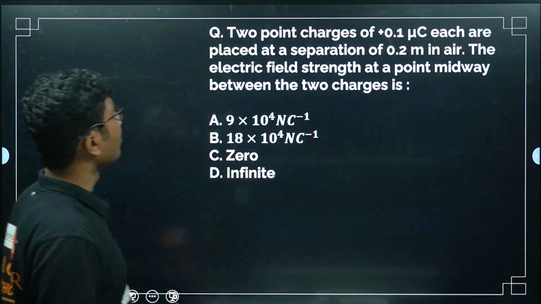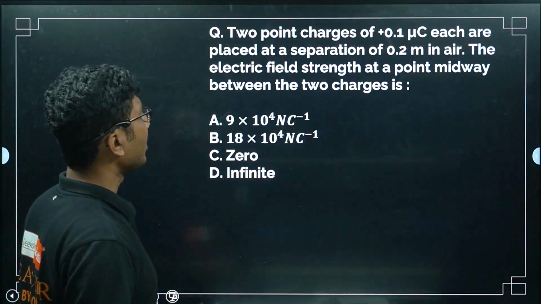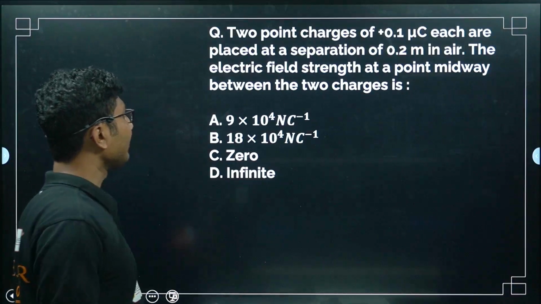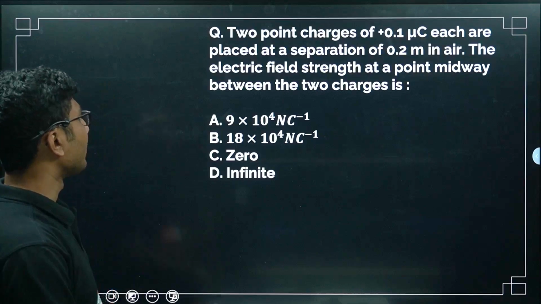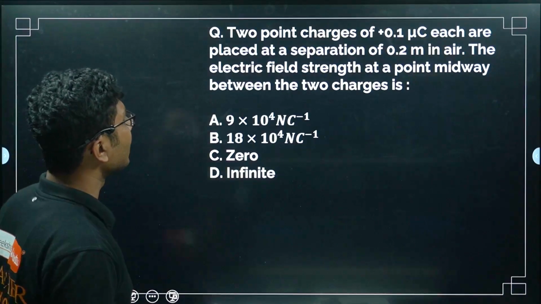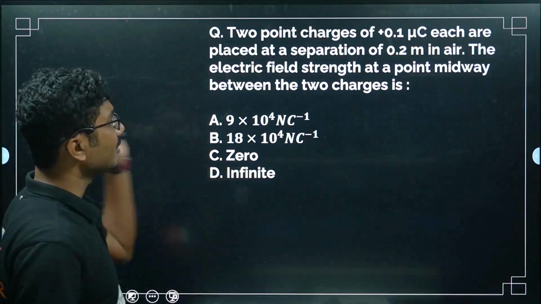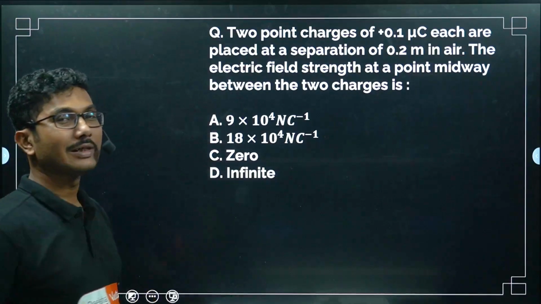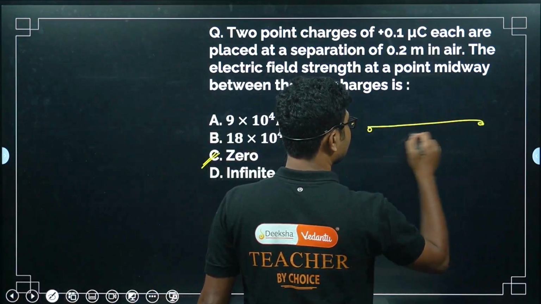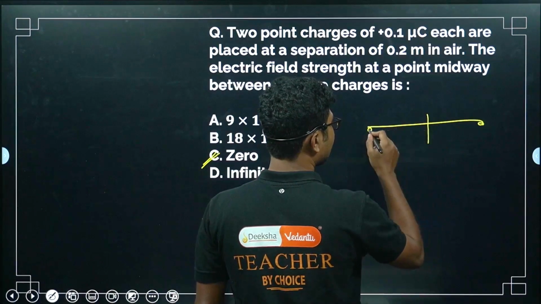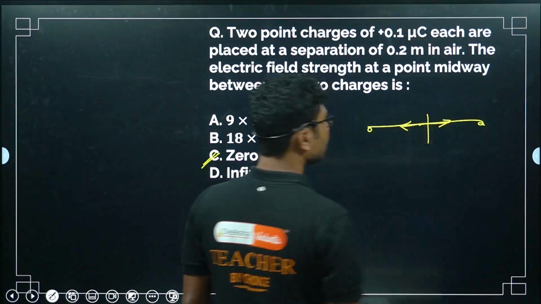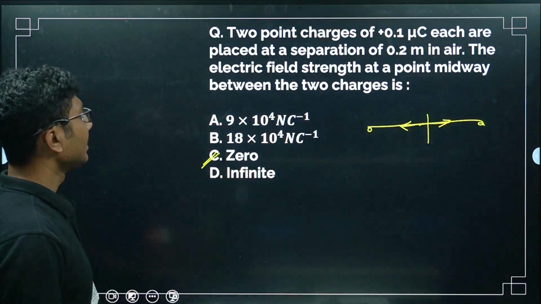Now, two point charges, 0.1 microcoulomb each, are placed at a separation of 0.2 meter in air. Find the electric field strength at the point midway between the charges. This is a very simple question. Both point charges are of equal magnitude, so the electric field strength at the middle will be 0. The electric field due to one charge is in this direction, and due to the other is in the opposite direction, so they cancel each other, right?